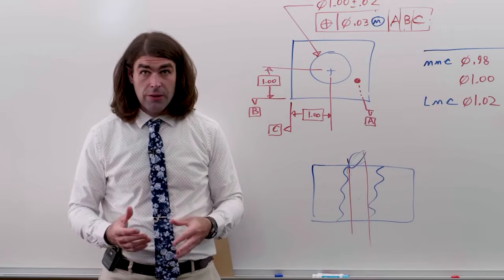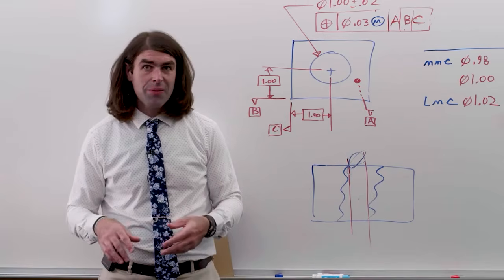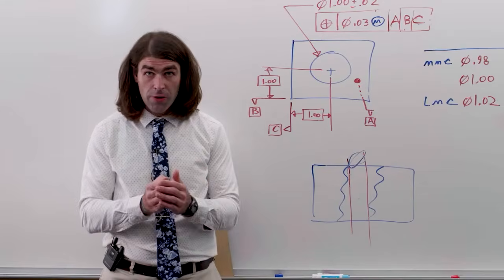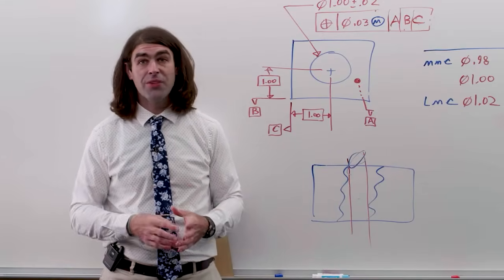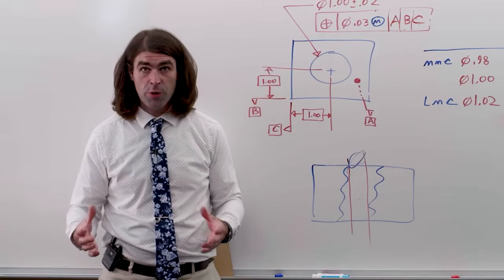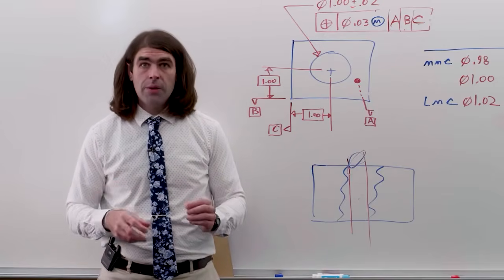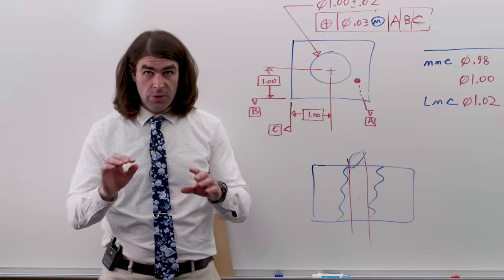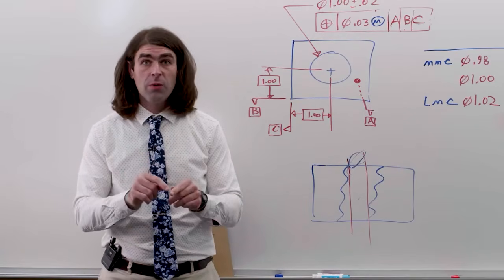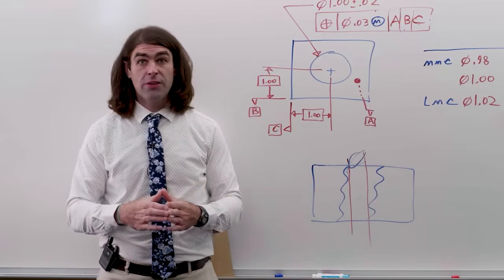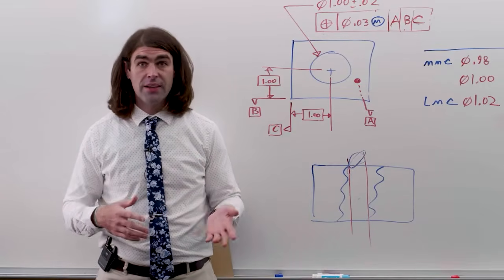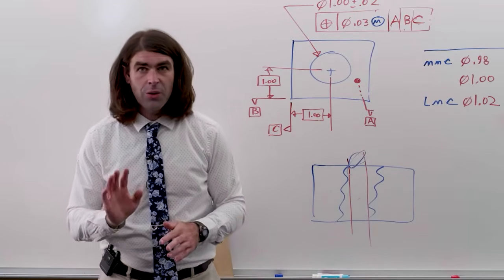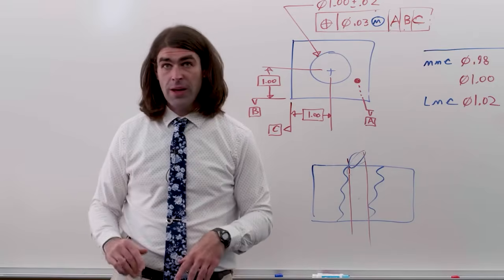Now, I'm going to skip LMC. I've got other videos about that. Basically, LMC is opposite, right? As the hole gets smaller, you get more position tolerance, whereas at MMC, when the hole gets bigger, you get more position tolerance. LMC is used when you're protecting wall thickness, like spokes in a wheel, and you want to make sure those holes don't get too big to where they cut into existing material. That's where LMC is used, but this is not that common, so we'll go ahead and move on.